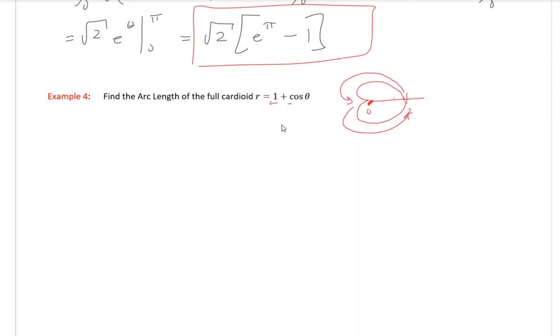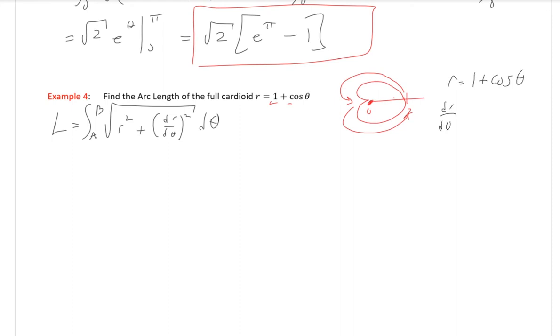So let's start to do that then. Again, we have our standard formula, L equals the integral from A to B of the square root of r squared plus dr over d theta squared, d theta. Always good practice to write down a new equation when you just learned it, even if it's familiar to other ones. And to solve this, we need both r and dr d theta. Well, r is equal to 1 plus cosine theta. That's easy enough. dr d theta also shouldn't be too bad.